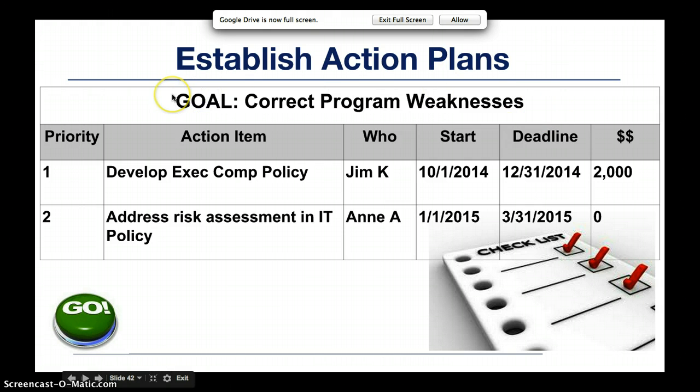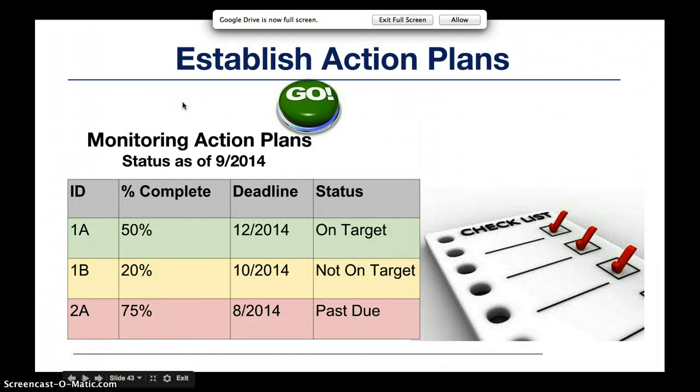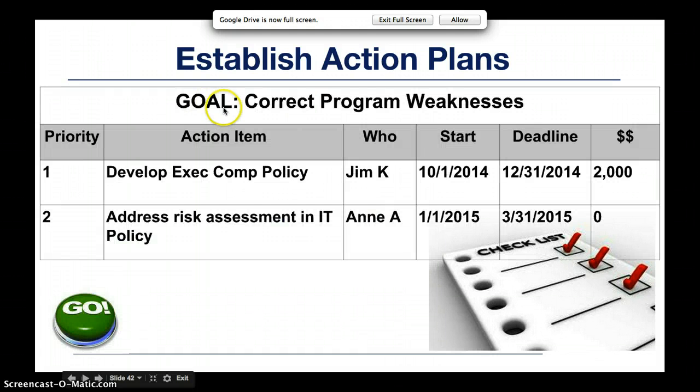The first thing I like to do when I sketch out or develop an action plan is start with the goal. Put the goal at the very top of every page so that all the readers, both those that have the action items and those that are reviewing it, understand the specific goals.